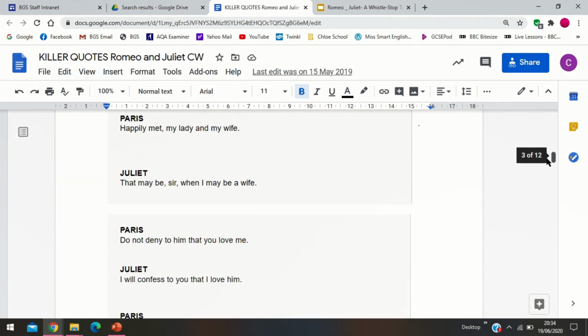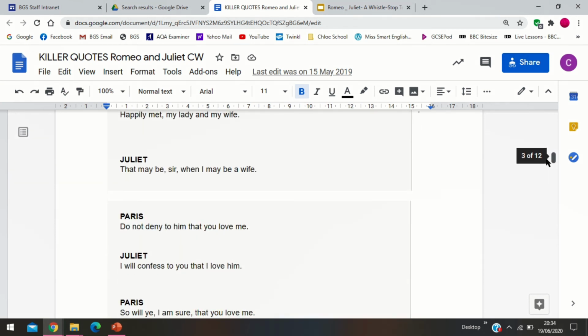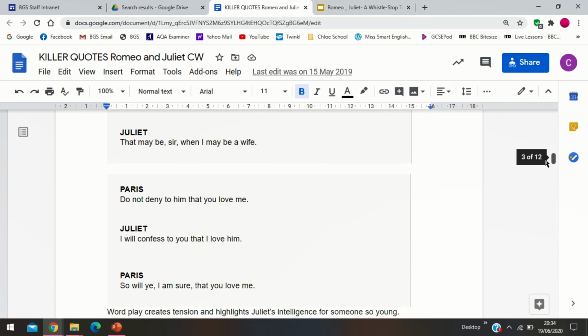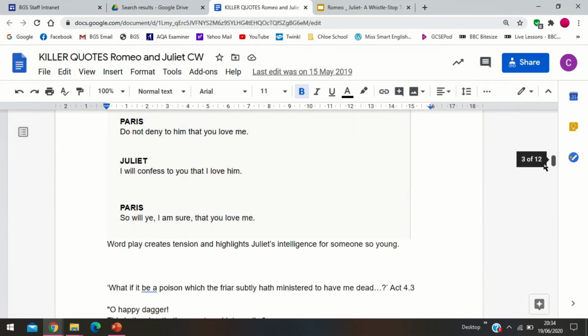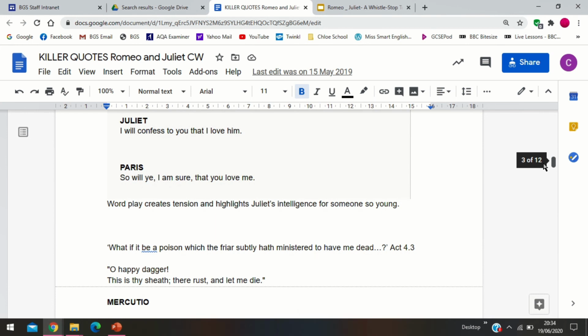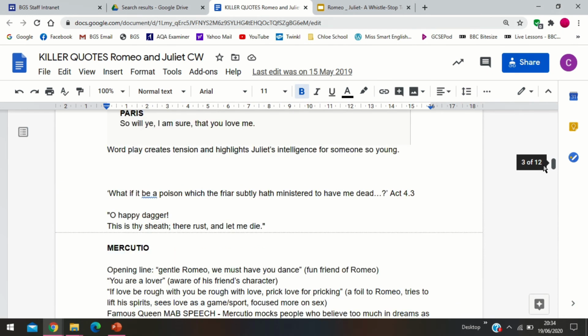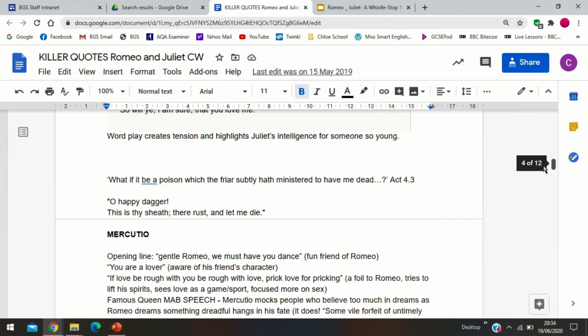There are a few more quotes here between Paris and Juliet, which I'll just scroll past. But basically, it shows Juliet's clever nature, because there's quite a tension there as he's trying to show he loves her, and she sort of bounces his words back without making any real commitment to what he's saying. So it's a really clever use of wordplay, creating tension, which shows again Juliet's intelligence for someone so young.